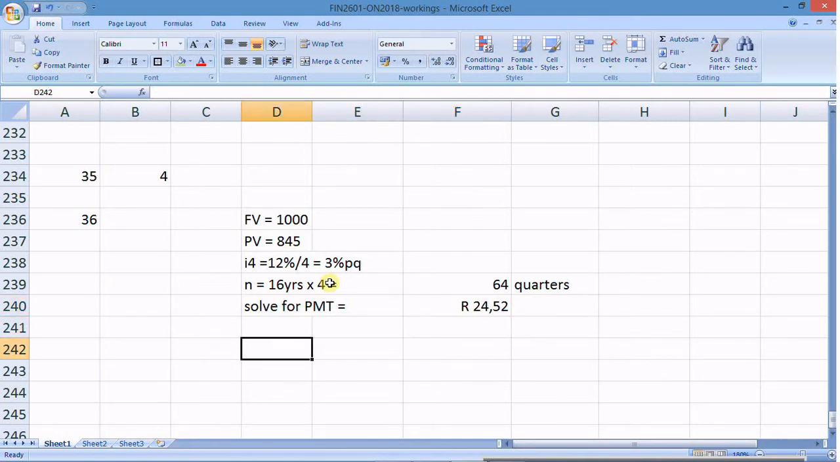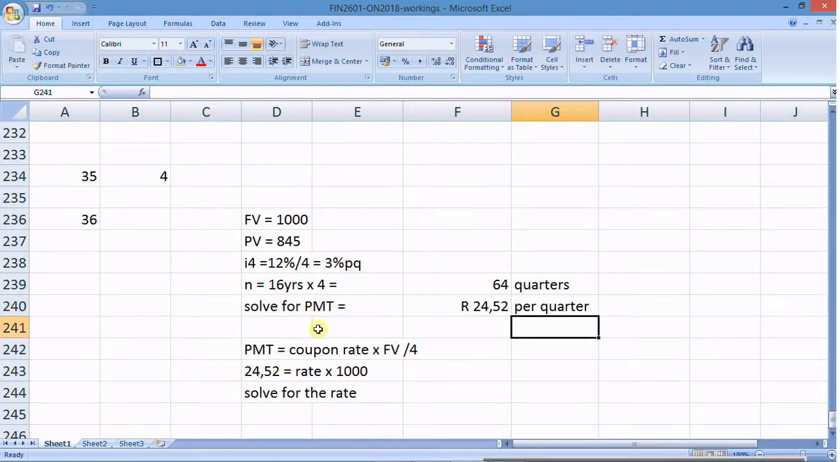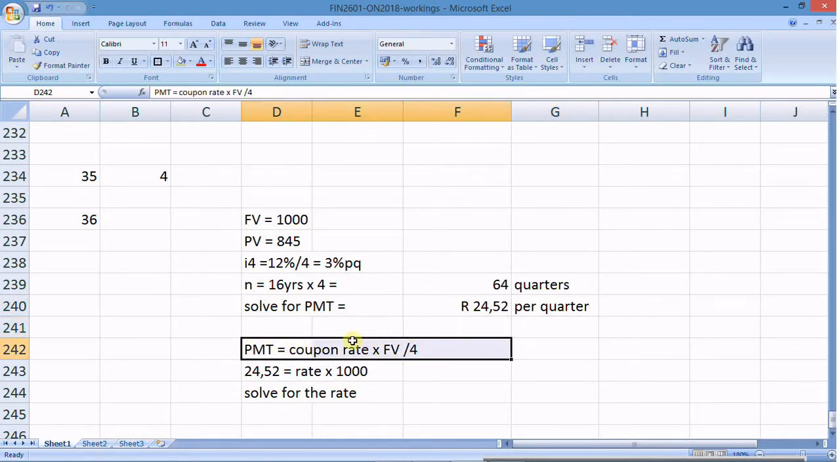Right, but remember, the payment equals the coupon rate times the face value. So 24.52 equals rate times the 1,000. Do you agree? Solve for the rate. Divide by 4, because this was quarterly. Do you agree? This was per quarter. So I'm using the formula for payment. To get the payment, I take the coupon rate and multiply it by the face value. If it's quarterly, I divide by 4. So we need to put that in as well.